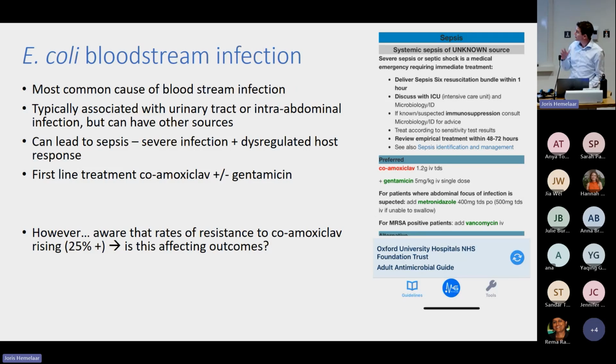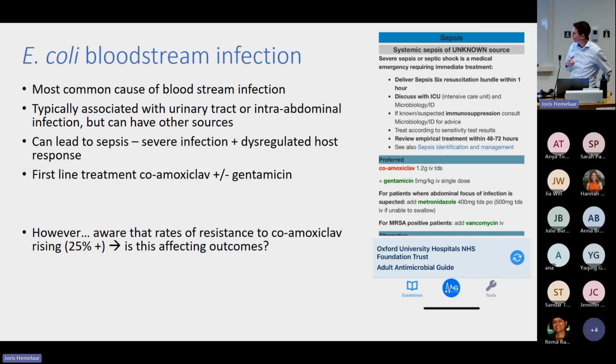It's typically associated with urinary tract infection or intra-abdominal infection, but it can have other sources, and it can obviously then go on to lead to severe infection and poor outcomes for people. I've given you a screenshot of our local antibiotic guide there. What you can see is that our first-line treatment for this is co-amoxiclav and a single dose of gentamicin, which is a second antibiotic. And this is all fine, but it turns out that our local resistance rates to co-amoxiclav are about 25%.